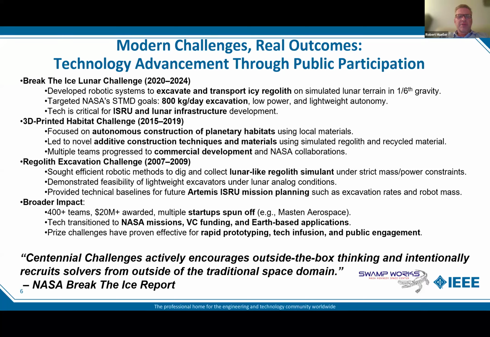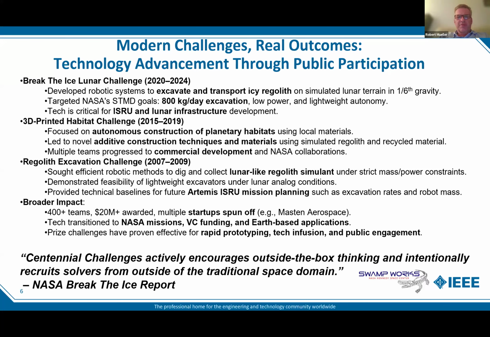And then the regolith excavation challenge was 2007 to 2009. I was one of the initiators of this challenge, and I learned a lot of lessons from this challenge, which I'll talk about in the next slide. But we did establish the feasibility of excavating with small robots.